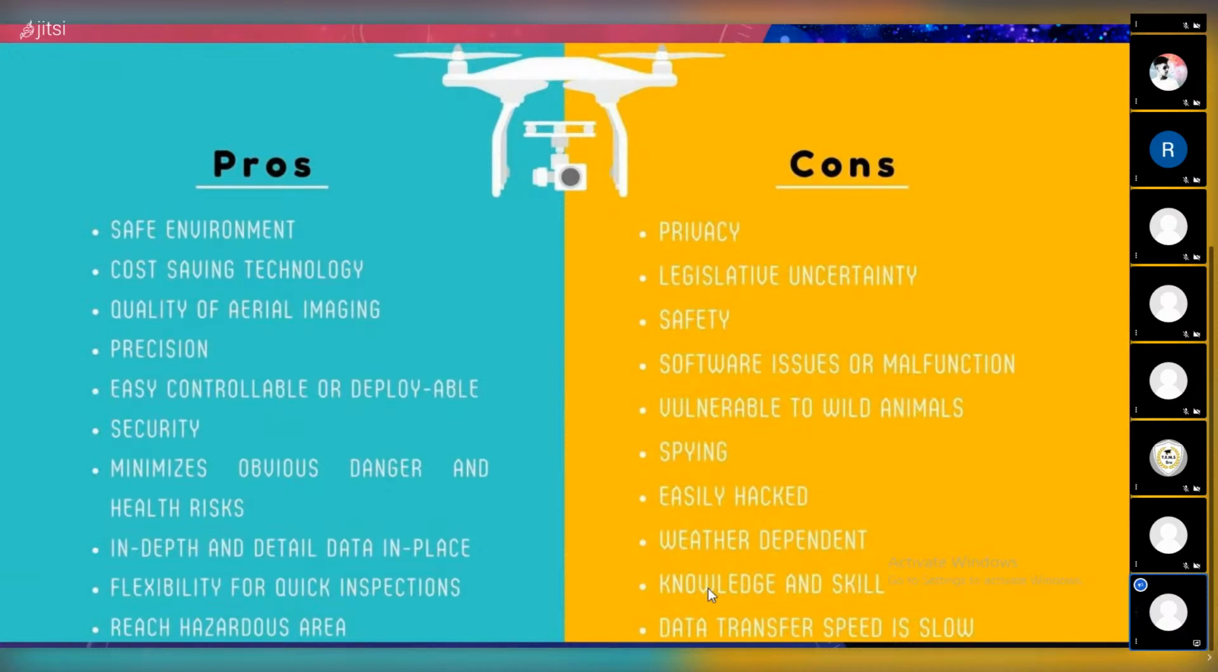Then comes data rate. That is also a problem, but only when you fly a drone or work with a drone will you definitely get to know there are some problems with that as well.